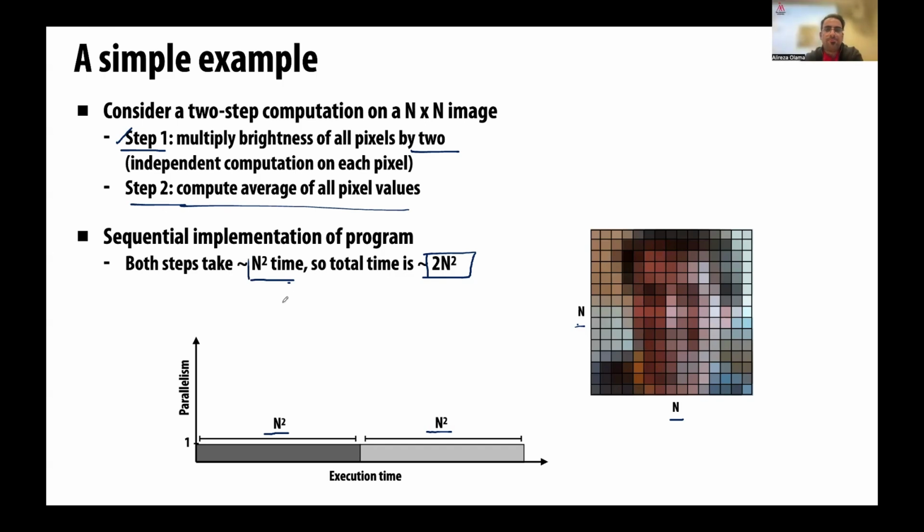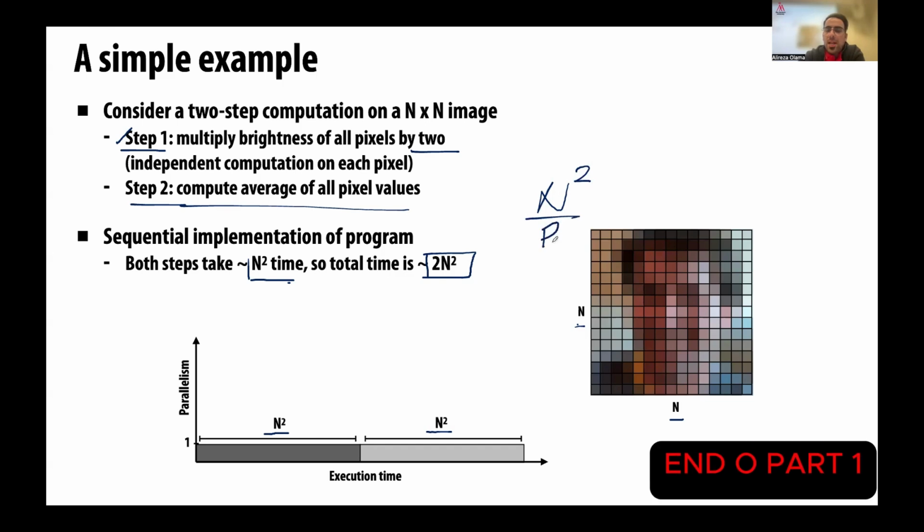Exactly. That's true. So if you have P processors, ideally, we want to get n squared over P, right? But we know that according to the previous lecture, this is not really happening, at least for this problem, because we have this memory bandwidth limitation. So it's a memory bound application. So the ideal speed up is not n squared over P. All right.